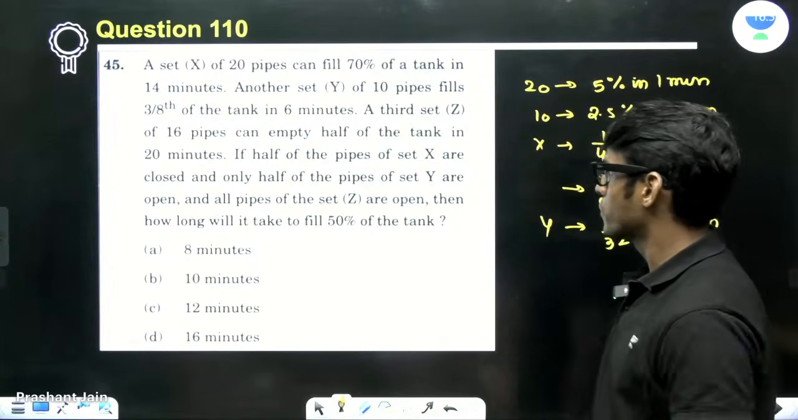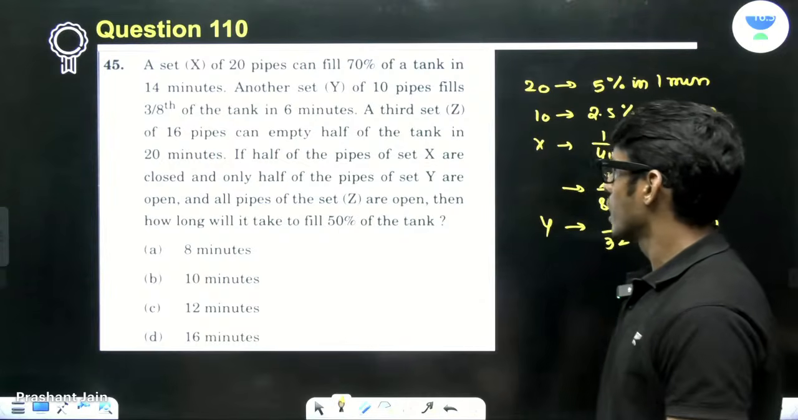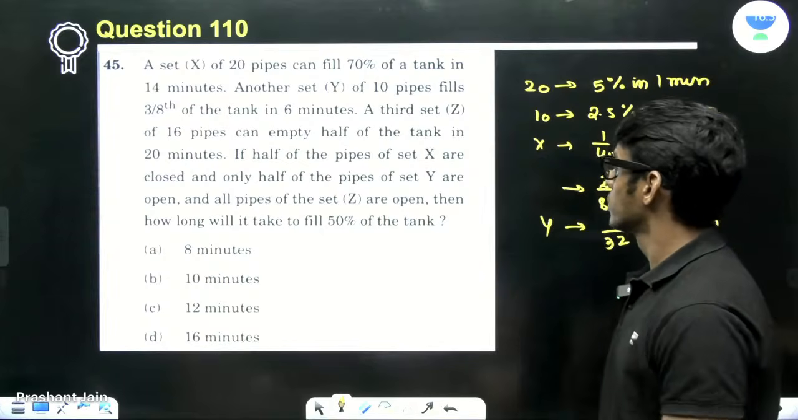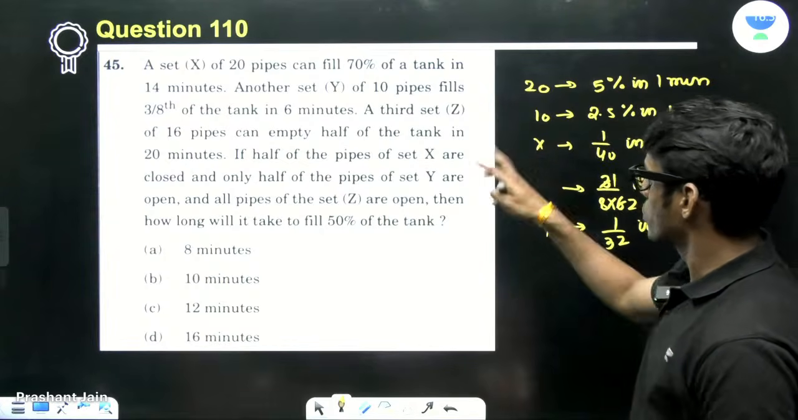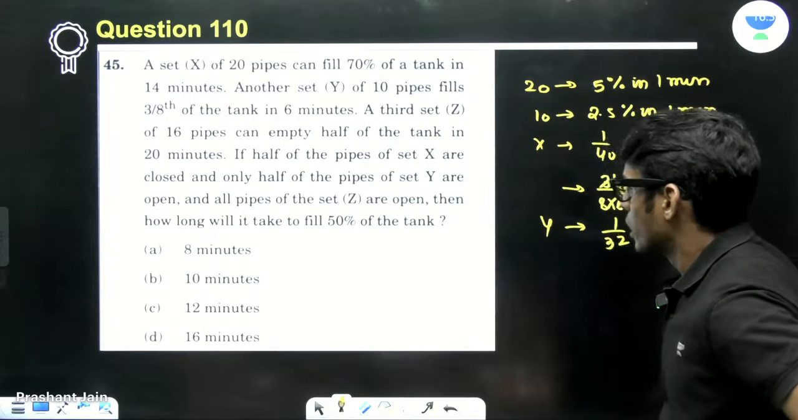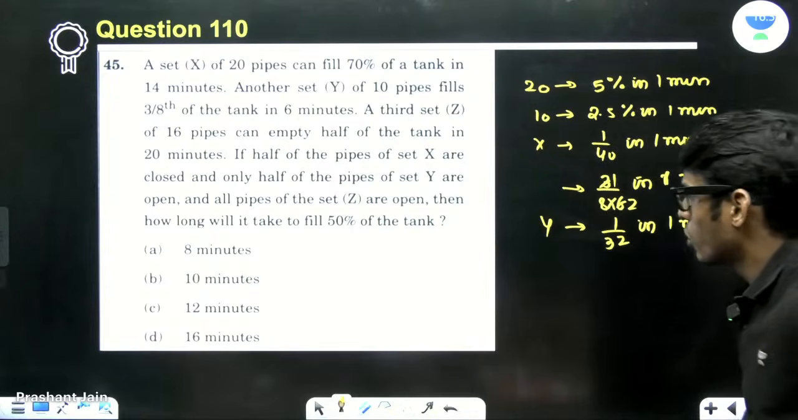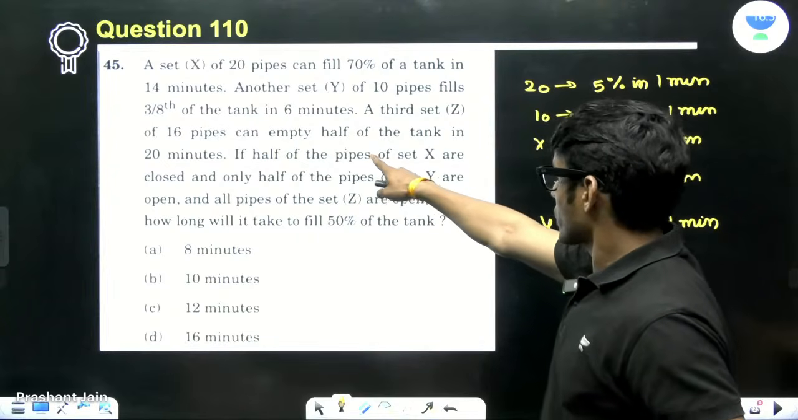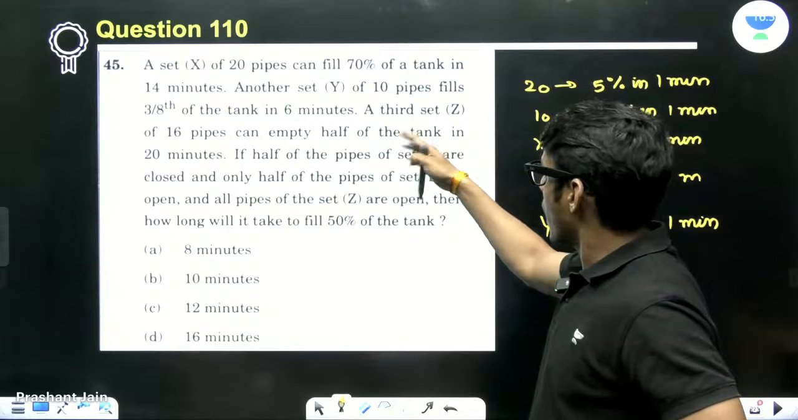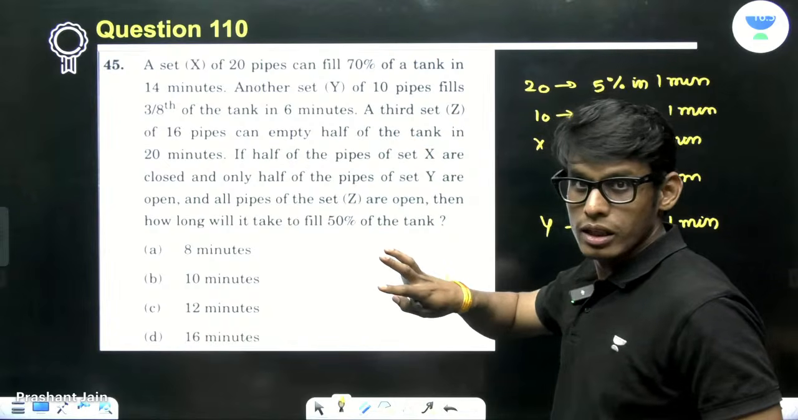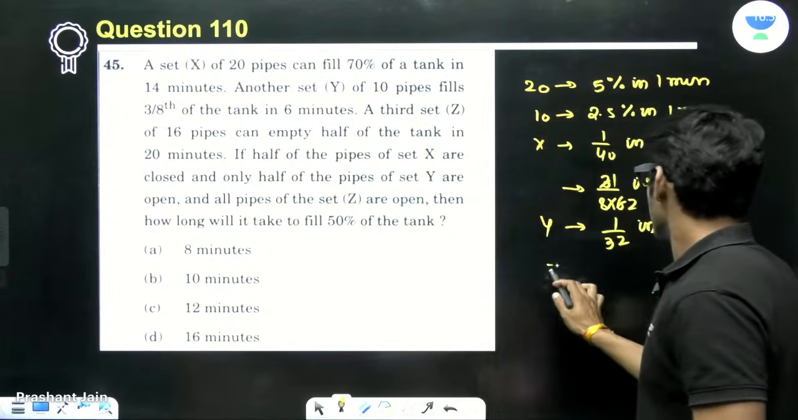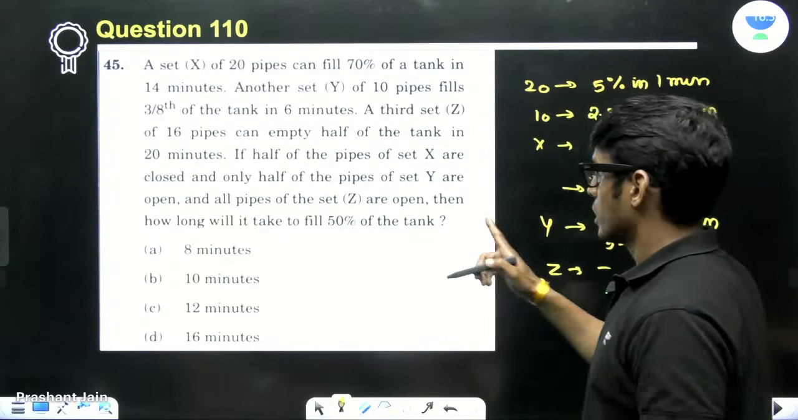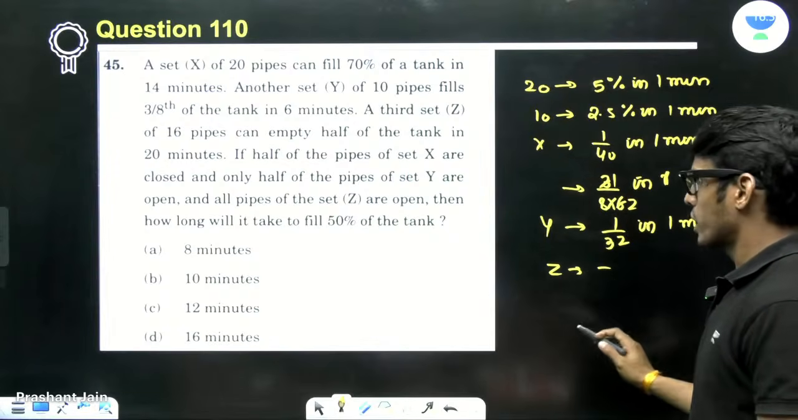The third set Z of 16 pipes can empty half of the tank. So it is actually reversing. So the first two are filling and then all pipes are working. How long will it take to fill 50% of the tank, right? 16 pipes can empty half of the tank in 20 minutes, right? So in Z, you have to take subtraction.